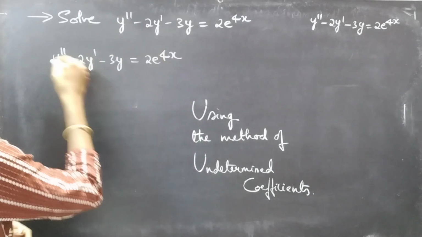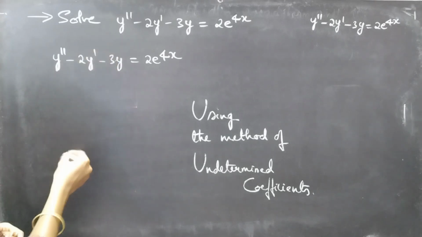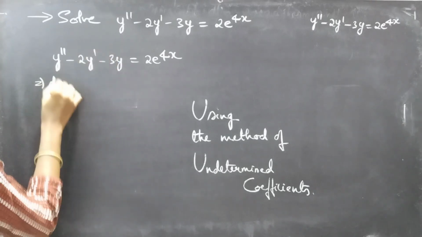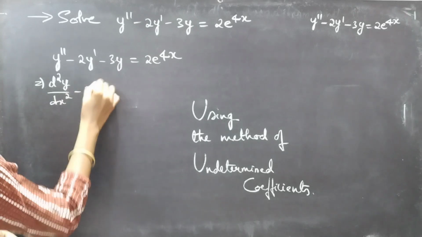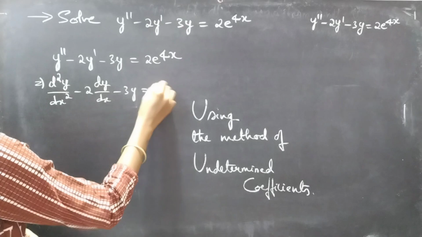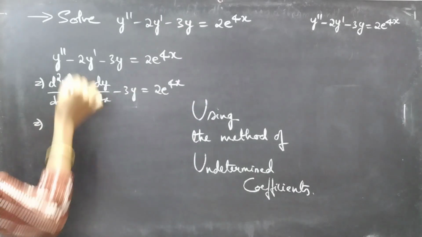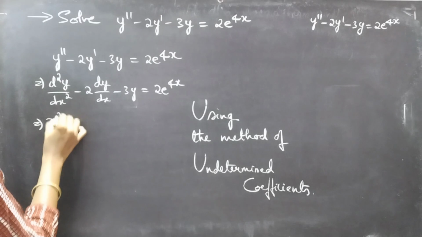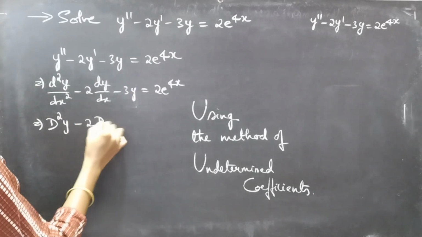We can write y double dash as d square y by dx square and y dash as dy by dx. Then this becomes d square y by dx square minus 2 into dy by dx minus 3y equal to 2 e power 4x. Now we'll write d square y by dx square as capital D square y minus 2 into, we'll write dy by dx as capital Dy.